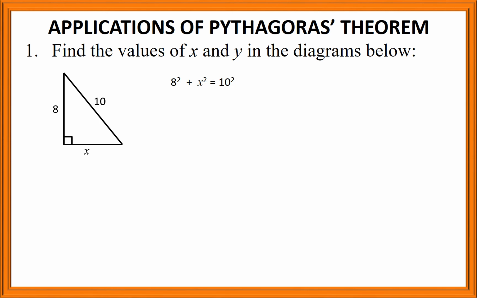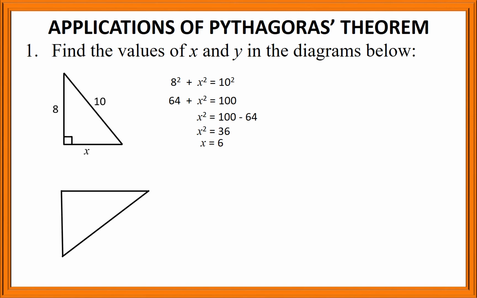Then we know that 8 squared is equal to 64, 10 squared is equal to 100. When we subtract 64 from both sides of this equation, we get x squared to be equal to 36. When we take the square root of both sides, x will be equal to 6. And this is how we apply Pythagoras Theorem to find the value of x.